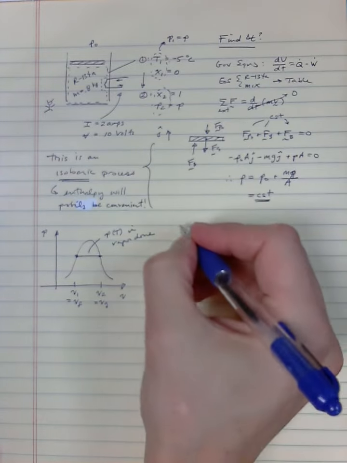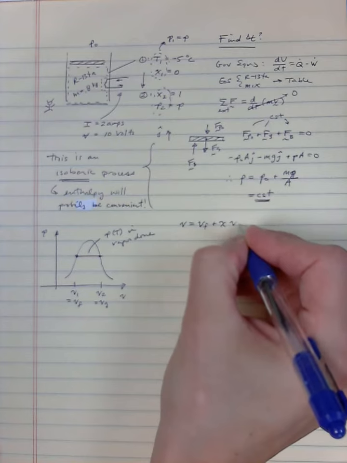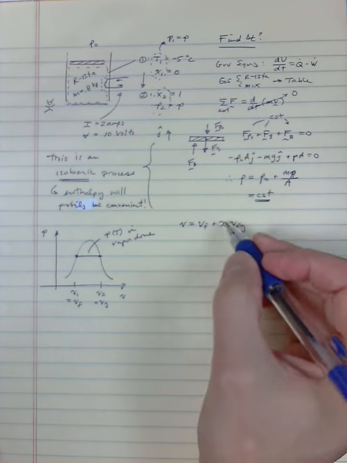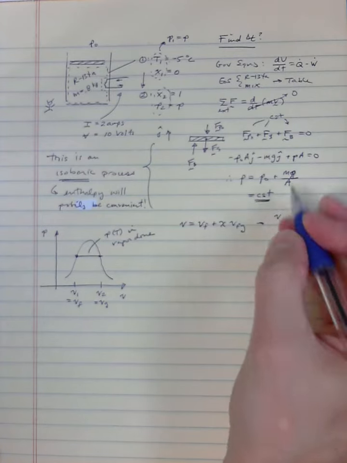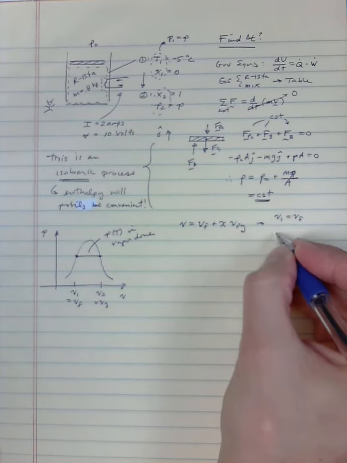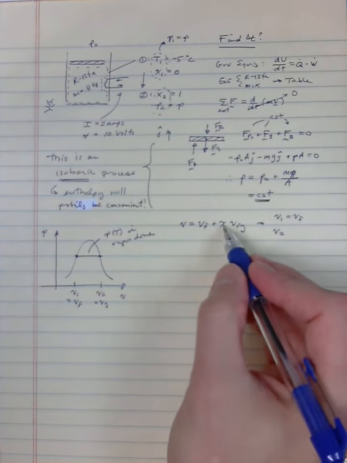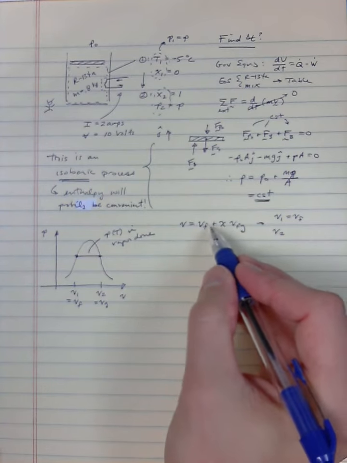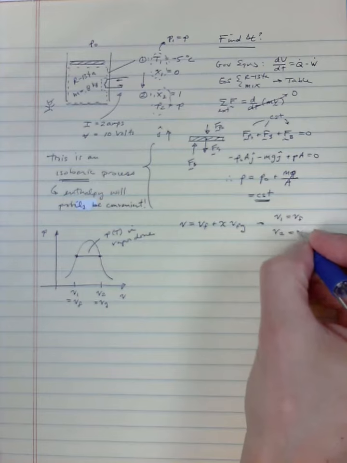Because recall, V equals Vf plus x times Vfg. So if x is 0 at state 1, V1 is just equal to Vf. And at state 2, x is equal to 1. So this is Vf plus Vg minus Vf, the Vf's cancel out, and you just get Vg.